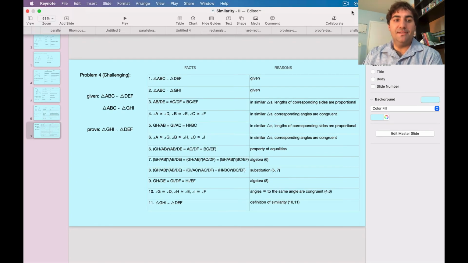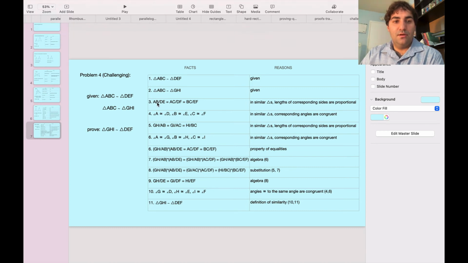We're given that triangle ABC is similar to triangle DEF, and triangle ABC is similar to triangle GHI. And we want to prove that triangle GHI is similar to triangle DEF. So I write down what we're given, and using statement 1, we know that AB divided by DE, so we match the first two letters of the first triangle with the first two letters of the second triangle, is equal to AC divided by DF, which is equal to BC divided by EF. So this last two matches with the last two.